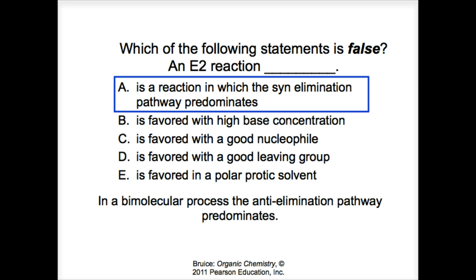Now looking at A, E2 is a reaction in which the syn elimination pathway predominates. Well, anti-elimination is favored. Syn elimination is very slow since it requires an eclipsed conformation. Anti requires the more stable staggered conformation. So A is clearly the correct answer.